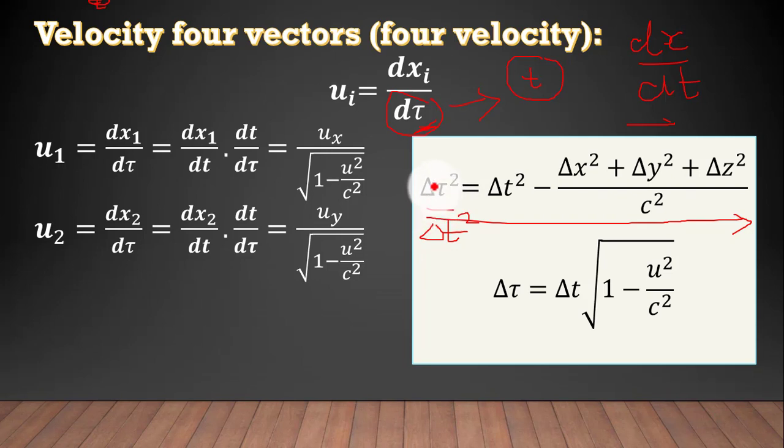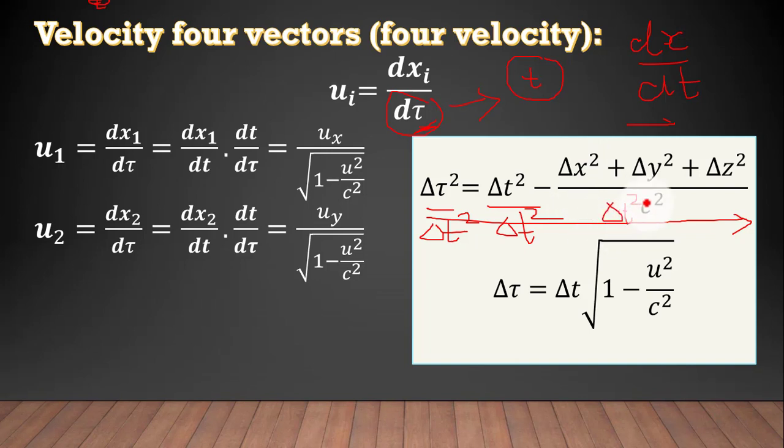So what you will get is delta tau square divided by delta t square. This term will become 1 as I divided by delta t square. And here this term will become delta x square by delta t square plus delta y square by delta t square plus delta z square by delta t square. So combining, I can write it like delta t square into c square. This quantity, delta x square plus delta y square plus delta z square, I can write as delta r square by delta t square.